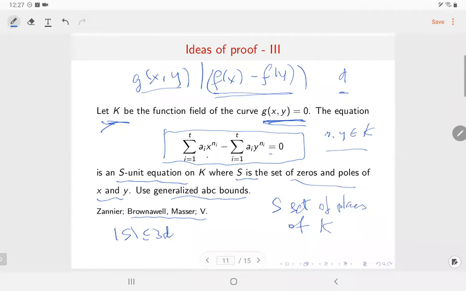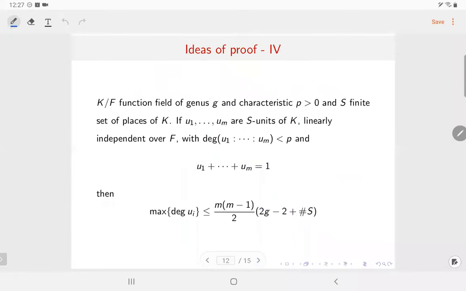He proved some weak form of the ABC with arbitrarily many terms, and then Brownawell, Masser, and myself proved the result, whose statement will be more or less on the same slide. Next slide, giving a bound in the case of a function field of characteristic zero with arbitrarily many terms. But for our application, we need characteristic p. So here is a statement.